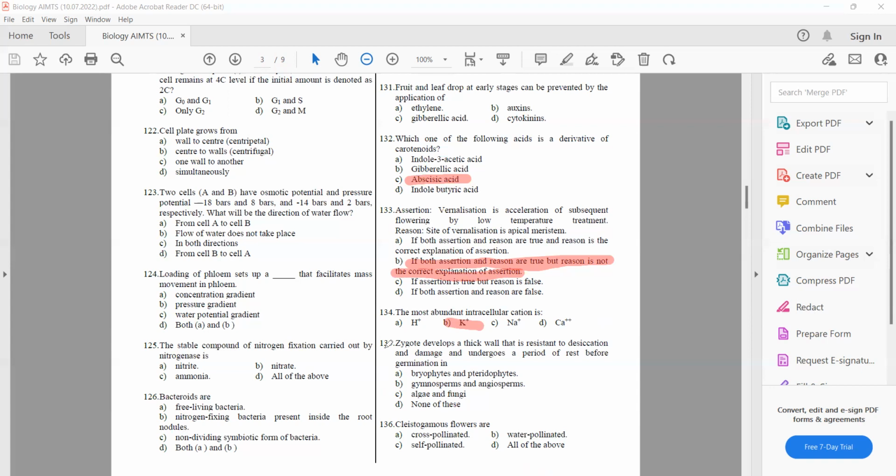When we talk about the zygote, especially, it goes with the desiccation, right? So you can see that especially in the algae and in fungi. So you won't observe this in a plant, gymnosperms or in angiosperms. You can observe this especially in the algae and in the fungi.